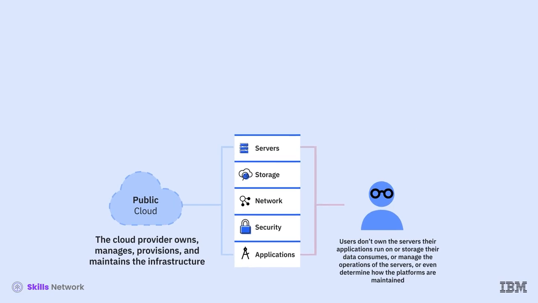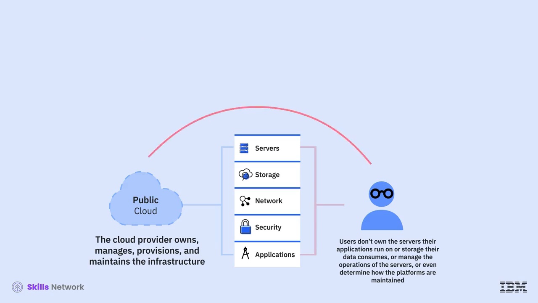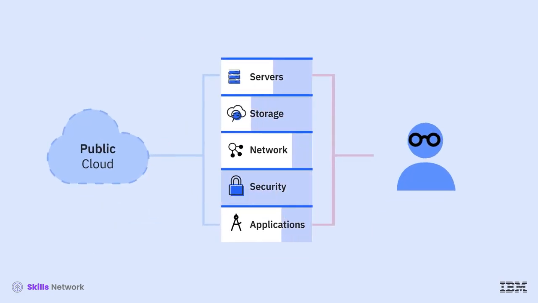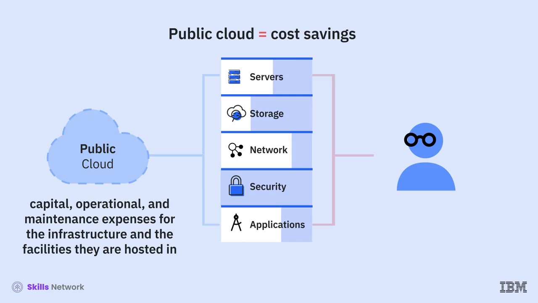In very much the same way that we consume and pay for utilities such as water, electricity, or gas in our everyday lives, we don't own any of these cloud resources. We make an agreement with the service provider, use the resources, and pay for what we use within a certain period. Public clouds offer significant cost savings in terms of total cost of ownership, TCO, as the provider bears all the capital, operational, and maintenance expenses for the infrastructure and the facilities they are hosted in. It makes scalability as easy as requesting more capacity.